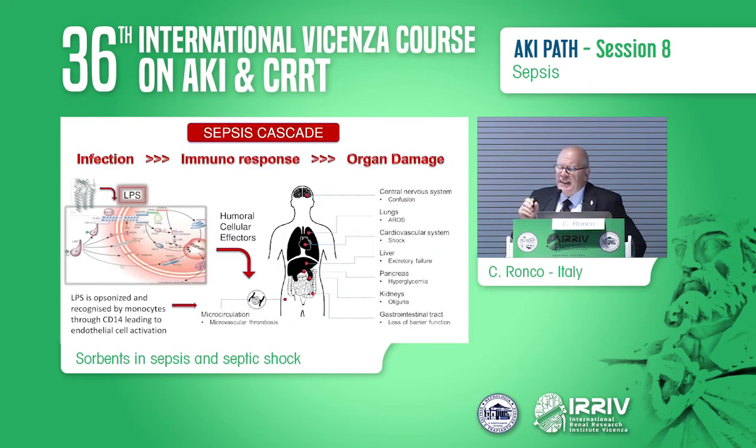Now, sepsis is a cascade. It starts with the bacterial invasion of the host, and then LPS is disseminated in blood, of course recognized by monocytes through CD14 receptors, and then leading to endothelial activation. And then you have a humoral cascade and cellular cascade that leads to defects in microcirculation and finally organ failure.